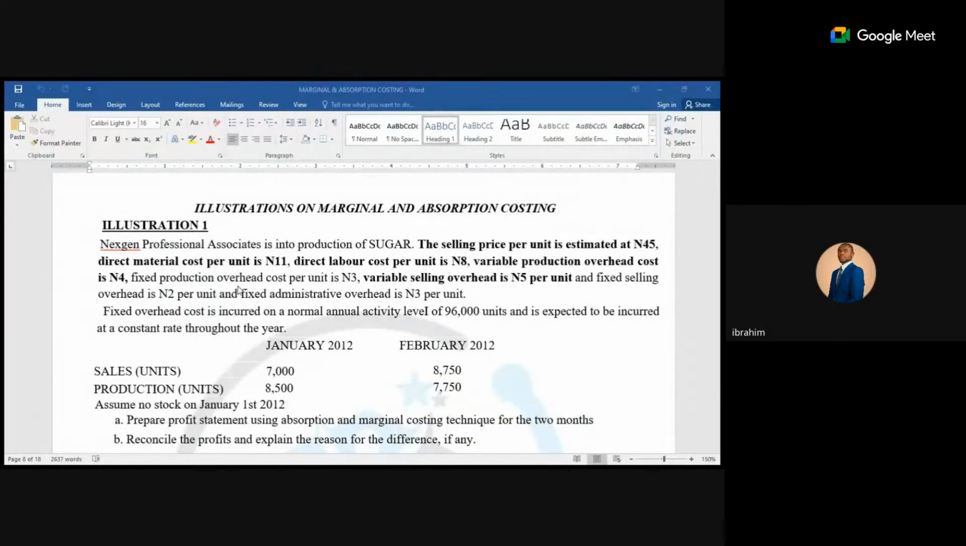Absorption costing is like your normal profit or loss account, because you can present it for tax purposes. Marginal costing you can't present for tax purposes because it is contribution. The relevant tax authority doesn't recognize contribution, right? So it is what it is.